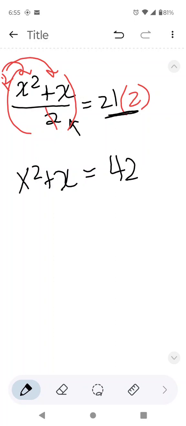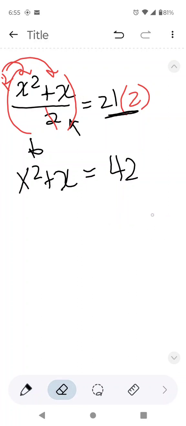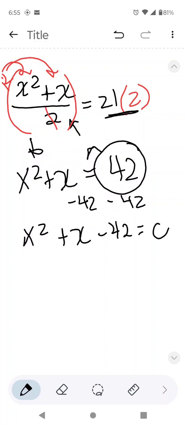Now I have x to the power of 2, which lets me know this is called a quadratic equation. And the way we're going to solve this is by factoring versus using the formula. To solve it, though, we have to get rid of this 42. It needs to be on that side. So I'm going to subtract 42 from both sides. Now I have x squared plus x minus 42 is equal to 0. The equation has to be equal to 0, and I'll show you why in a second.